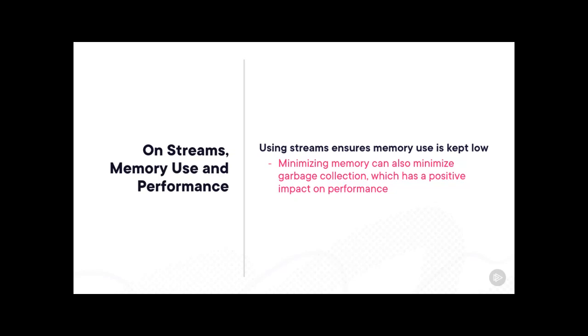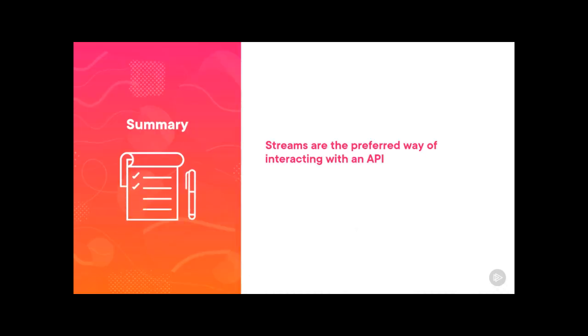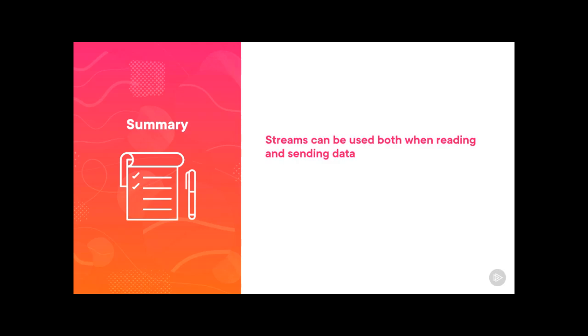Let's have a look at the module summary. Streams are the preferred way of interacting with an API through HTTP client. The main drivers behind this choice are a reduced memory footprint and, due to that, performance benefits. We can use streams in different parts of our request-response cycle. When receiving a response, we can stream that from the response's HTTP content into an object, thus bypassing the requirement for an in-memory string copy of that content.